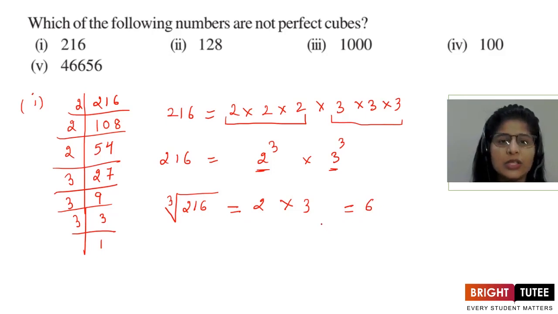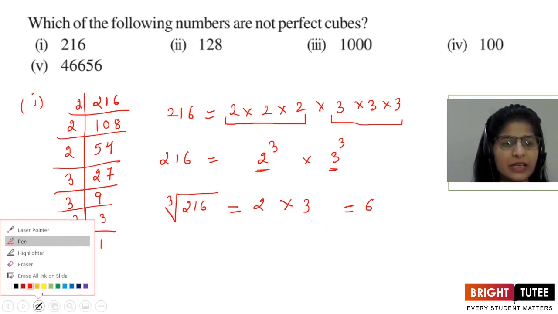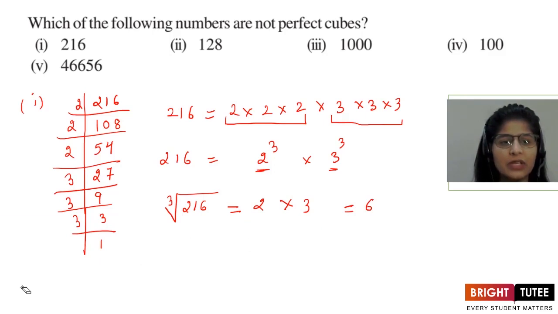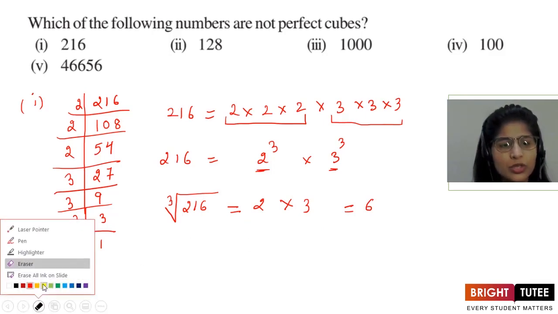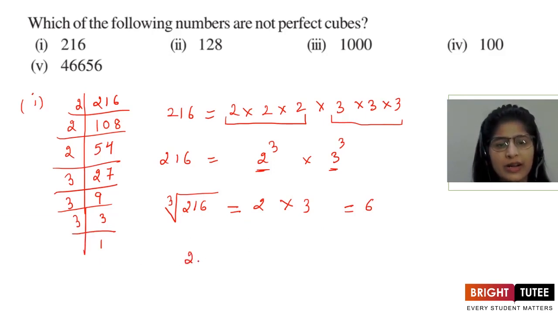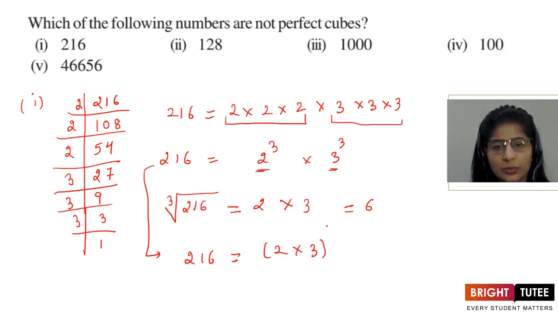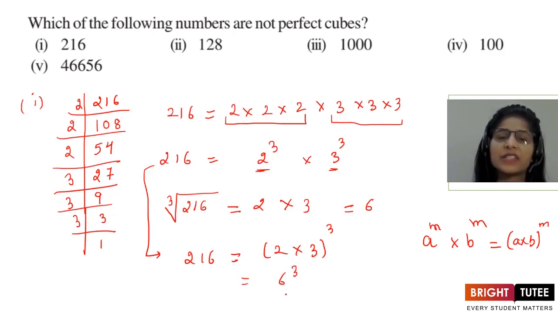Is that clear? Also, in case it is just asked to find out the number whose cube it is, we can write 216 equal to, from this step, 2 into 3 whole cube. Why I am writing this: we know a to the power m into b to the power m can be written as a into b whole to the power m, right? So here it becomes 6 to the power 3. So we see that 216 is a cube of 6 and it's a perfect cube.